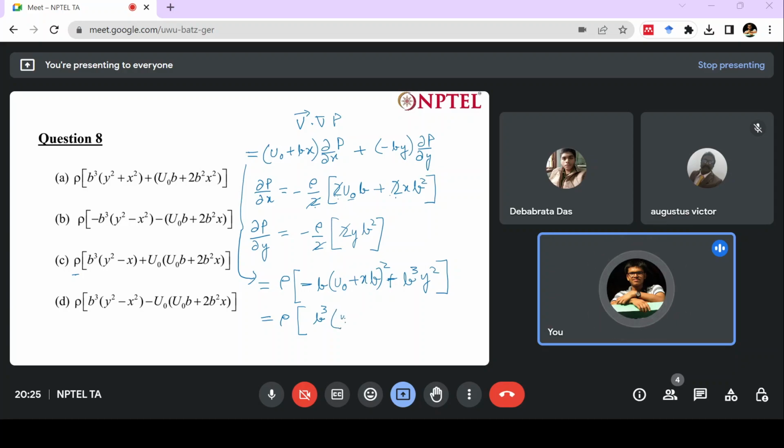So y square is here, and x square b square will be there, which is multiplied by b. So if I take b common here, this is minus b square. Correct. So what is remaining? Remaining is minus 2b u0, so b square, since two b's are here, x, and minus b u0 square.